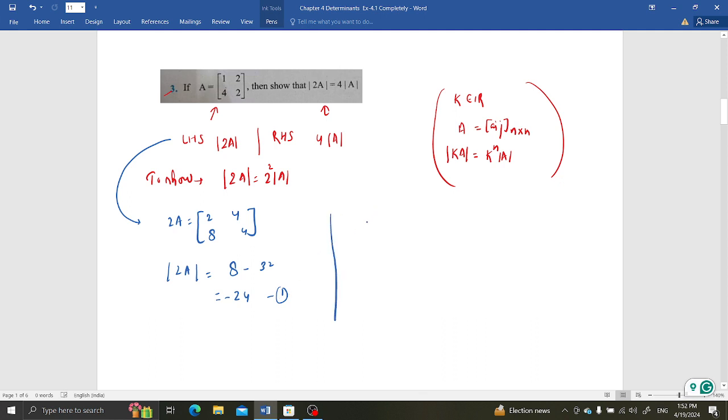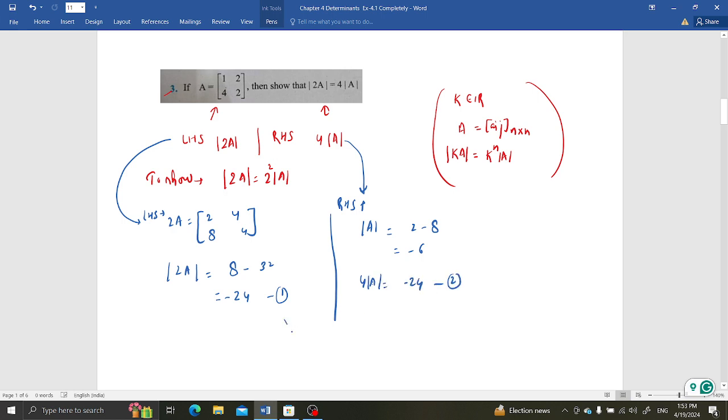Now you can observe that we need to find the determinant of A first of all. That is, this is our LHS, which we evaluate. And here I am evaluating RHS from here. So RHS is, first of all, determinant of A. We need to find determinant of A, which is 2 minus 8, what will be? Minus 6. And 4 into determinant of A will be minus 24.